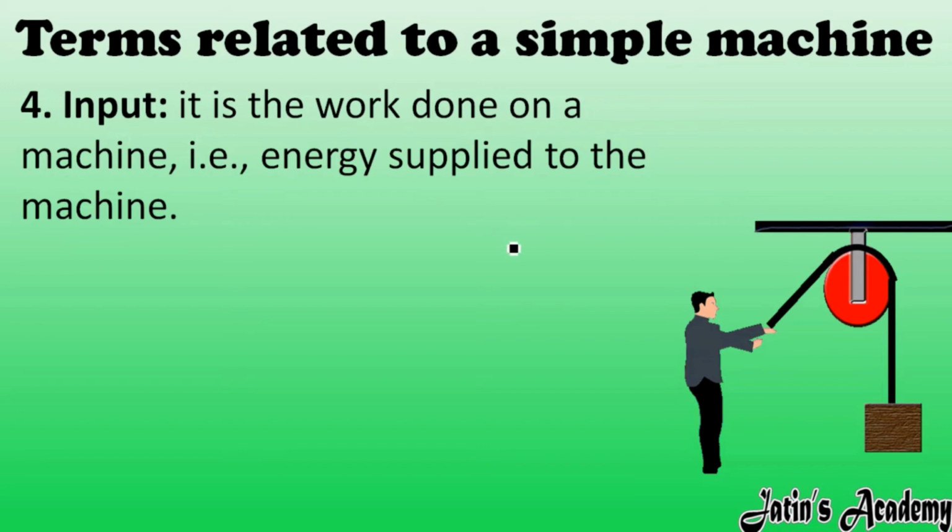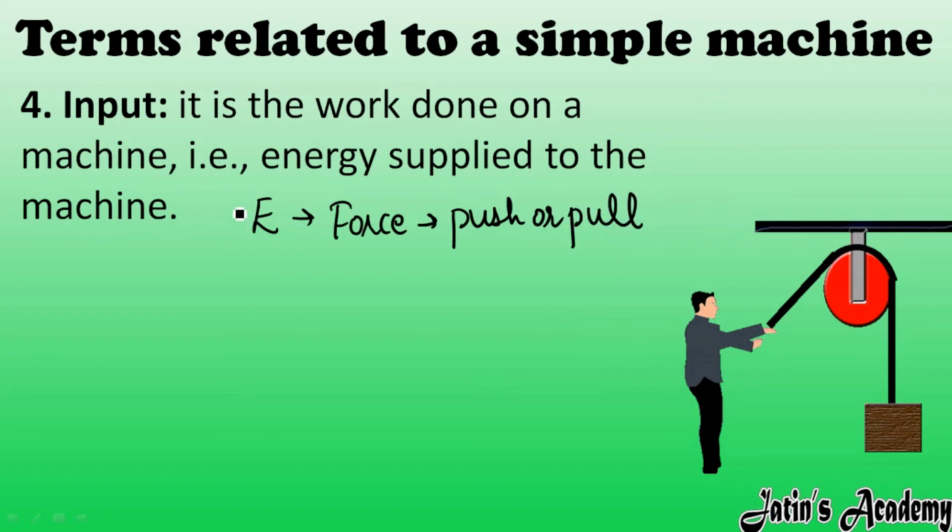But don't get confused between effort and input. In effort, I told that whatsoever force we are applying on the machine. Effort means force. Force means push or pull to an object. But here in case of input I am saying work done on the machine. Work done means force multiplied by distance, means how much force we are applying on the machine and how much distance it is moving. So work done means force multiplied by distance, and simple force means push or pull to an object.